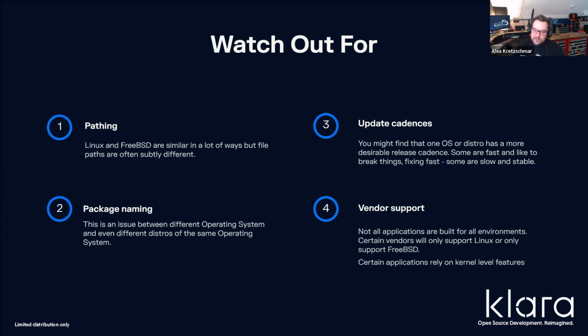The other thing to consider is that certain applications might rely on kernel level features. And a great example of this is WireGuard. I think it's been merged into BSD late last year. Yep, it's now in the kernel. But prior to that, that was a good example of an application that was running in the Linux kernel, but was running in user space in BSD. And those things have performance implications. And so if your application is taking advantage of something that's in a kernel, you've got to make sure it's in both.